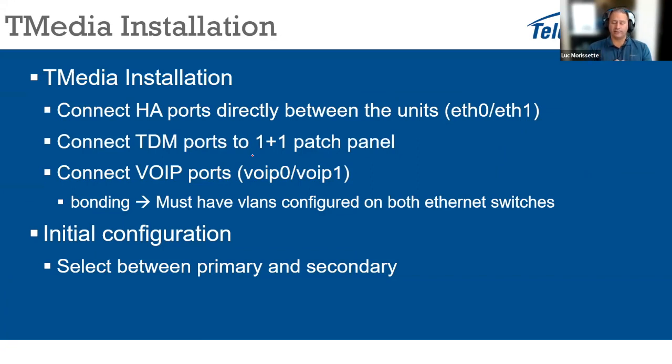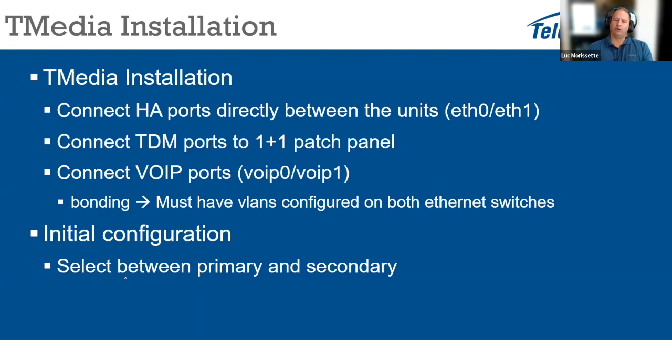So to install the Tmedia for a 1+1 environment, you need to connect your HA ports, ETH0, ETH1, between the two systems. You connect your TDM ports to the 1+1 patch panel and to the network. You connect the voice over IP ports in bonding or not. But if you have bonding, you must make sure you have your VLANs configured on both switches. And then once you have that, you can start doing your initial configuration.